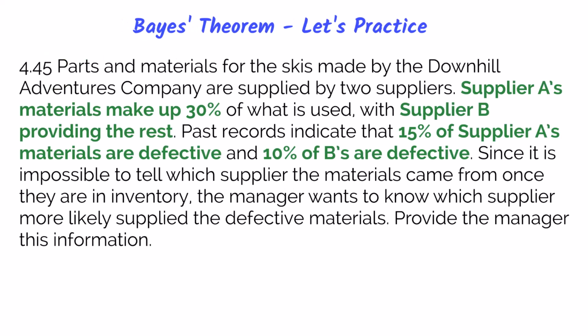So this is problem 4.45 from the textbook. Let's say you have parts and materials for skis made by Downhill Adventures Company supplied by two suppliers. Supplier A materials make up 30% of what is used, with supplier B providing the rest. We know then that supplier B is 70% by using the complement rule, where we take 1 minus 30%. So past records indicate that 15% of supplier A's materials are defective and 10% of supplier B's are defective. Since it's impossible to tell which supplier the materials came from once they are in the inventory, the manager wants to know which supplier is more likely to have supplied the defective materials.